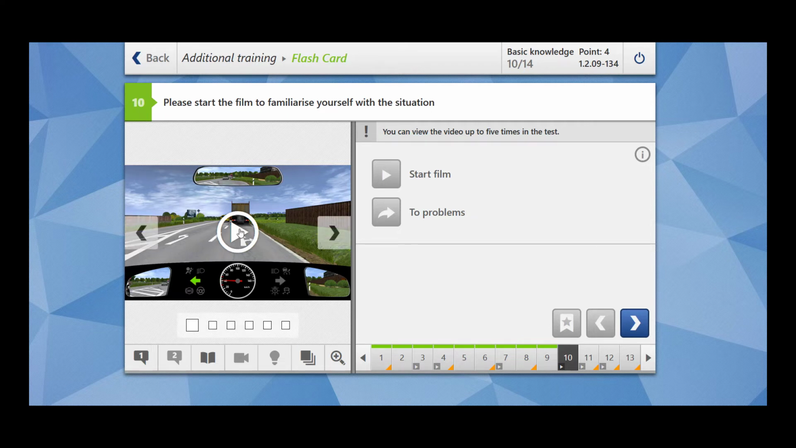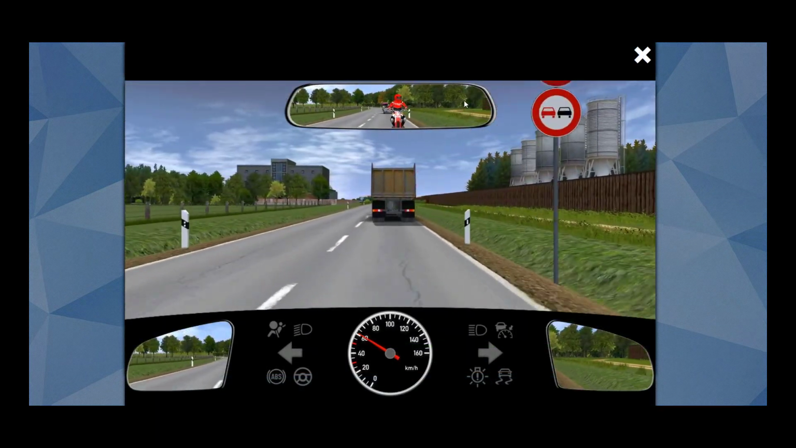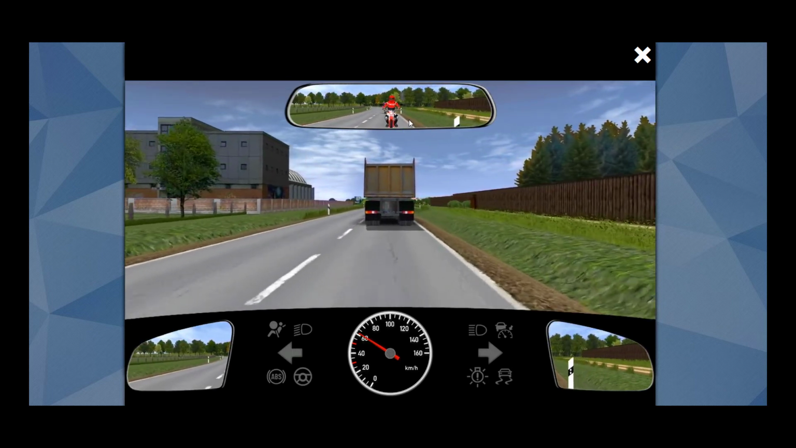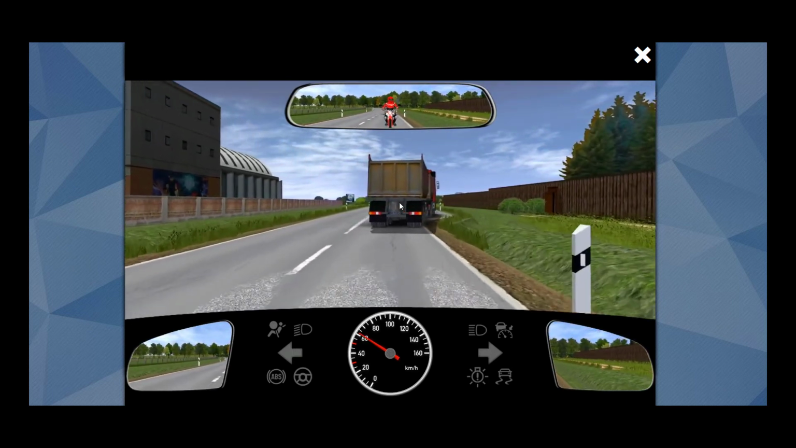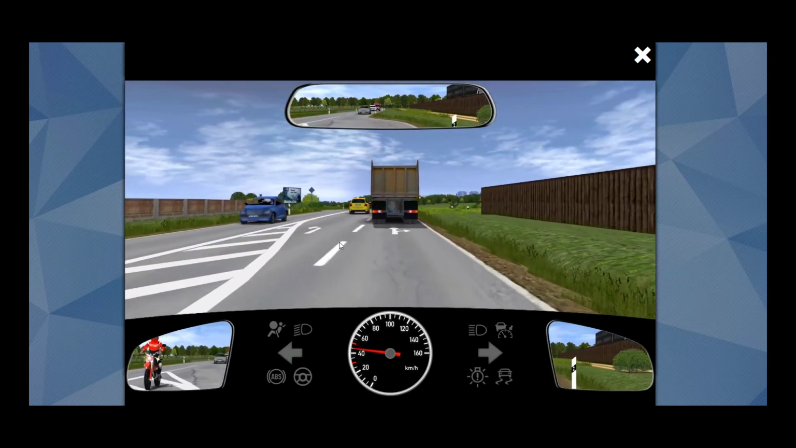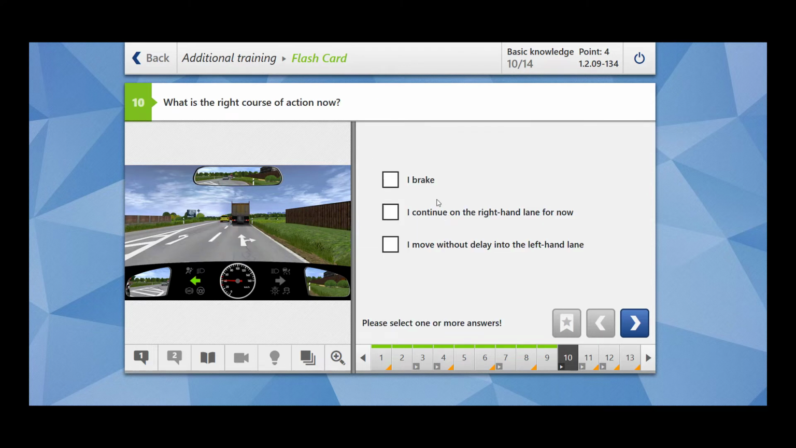Let's play it once again. So 70 kilometer zone, no overtaking allowed. Behind us, there's a motorcyclist. We are following this truck, restricted area, restricted island, and you want to turn towards left. But the motorcyclist has accelerated and now you can see him in this area. Two problems. What's the right course of action?